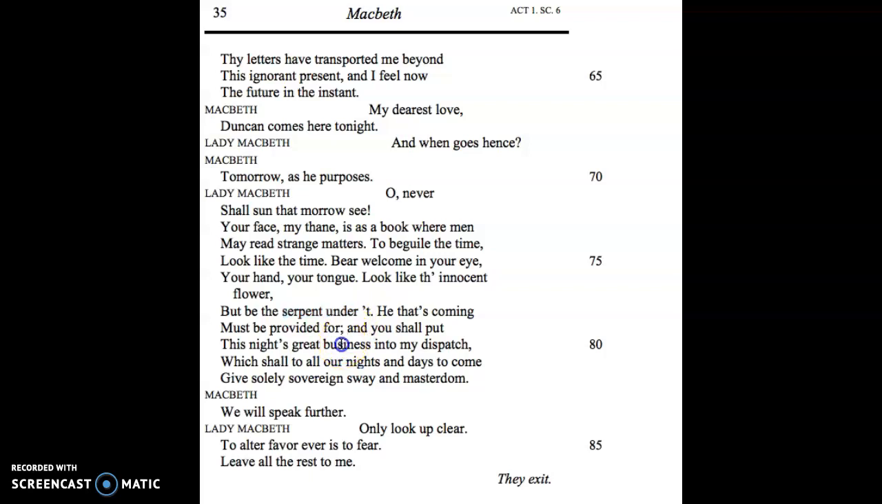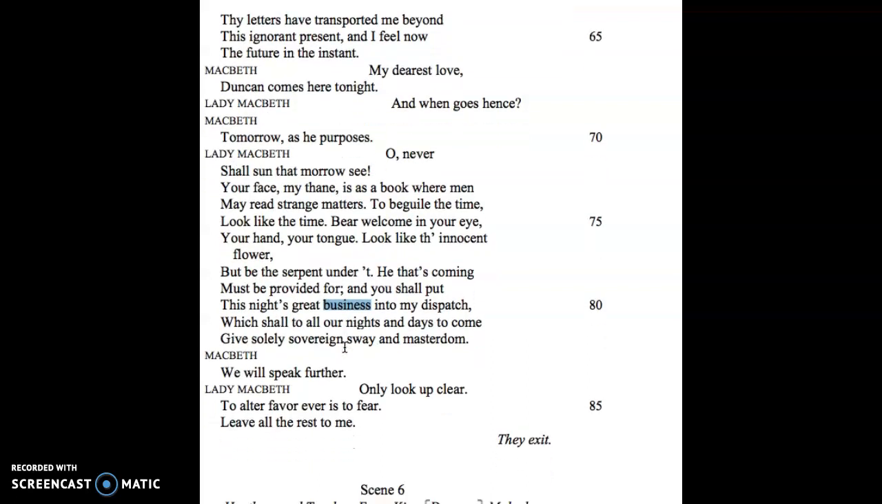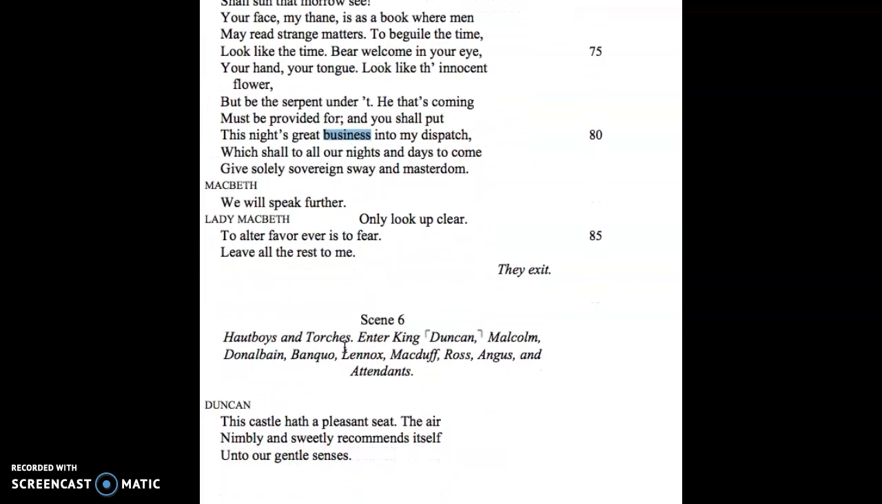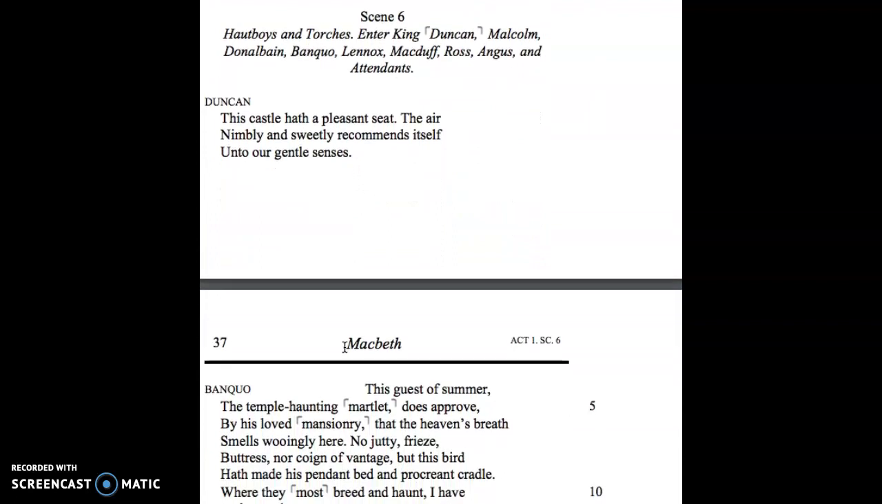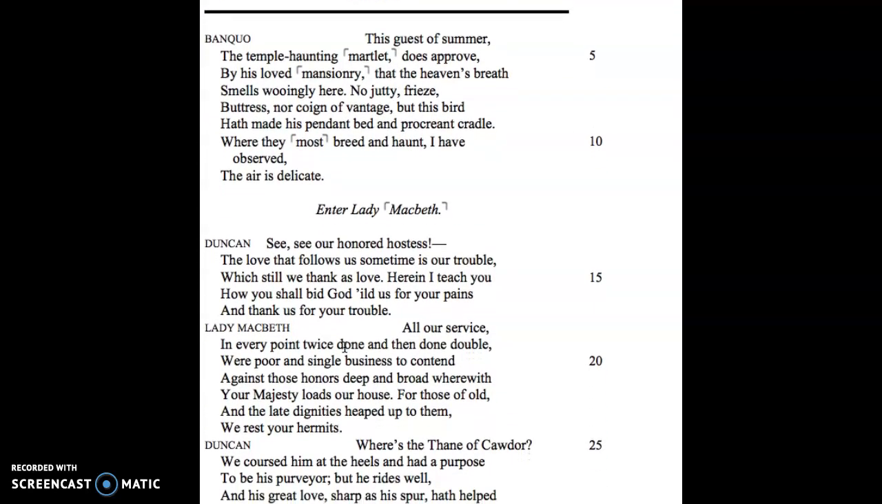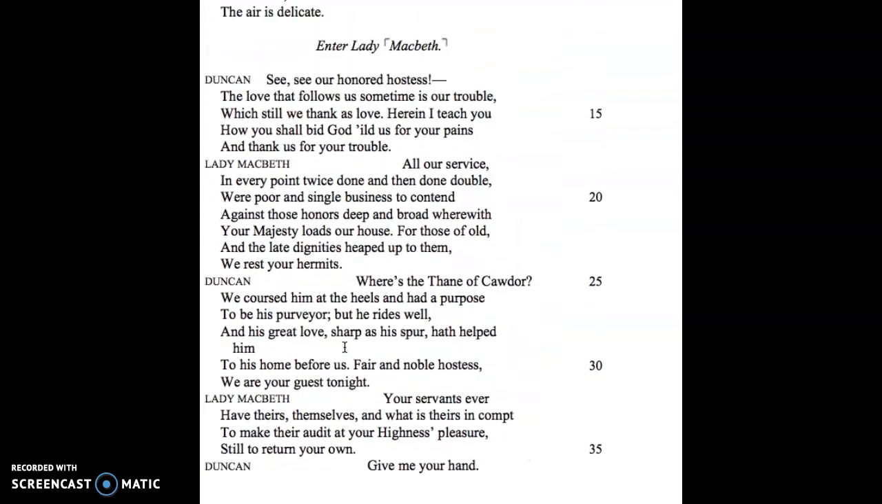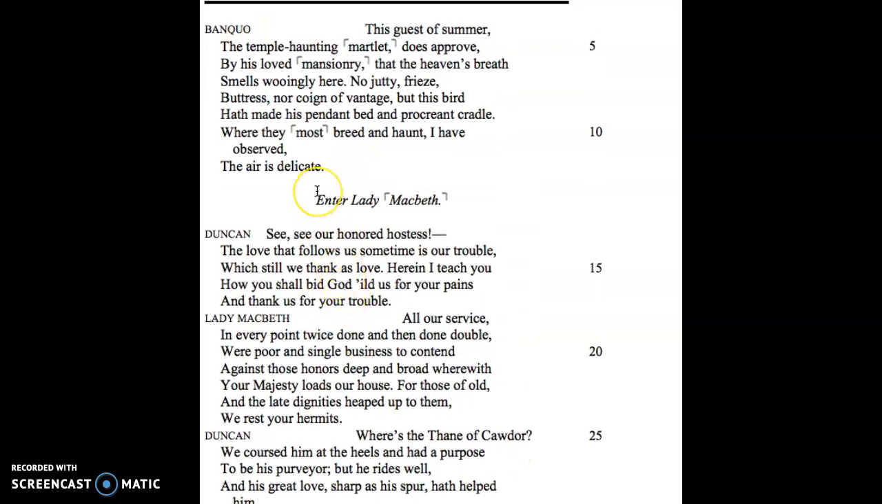And she and he start talking in terms like this to refer to the impending murder of Duncan. They'll use the word business and deed, but they'll rarely, if ever, say murder. Don't forget, in fact, that Macbeth did say murder before he came home. In scene 6, Duncan arrives at Macbeth's castle. He seems to think it's a beautiful place.